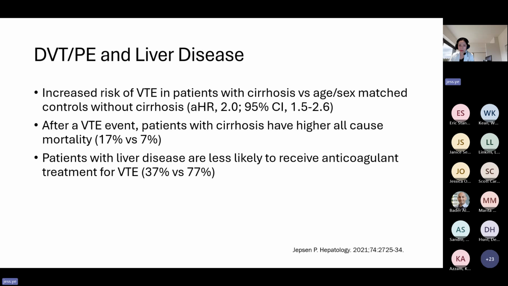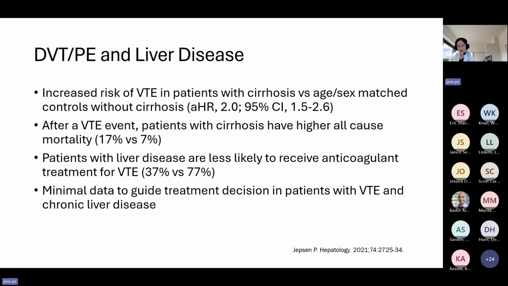And studies have shown that patients with liver disease are less likely to receive anticoagulant treatment for VT compared to those without liver disease. It's a striking 37% versus 77%. Again, there's minimal data to guide treatment decisions here because the large trials looking at DOAC versus warfarin in patients with VTE also excluded patients with cirrhosis or active or clinically significant liver disease.